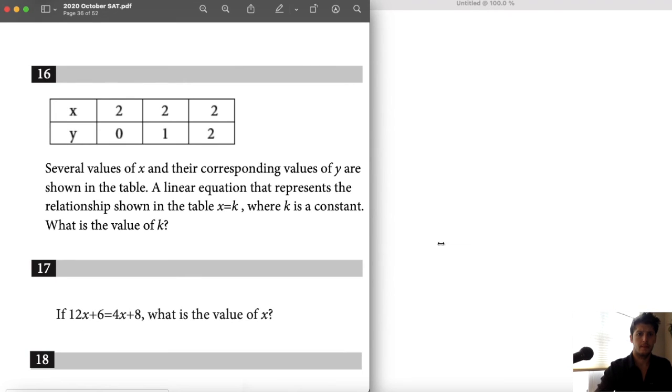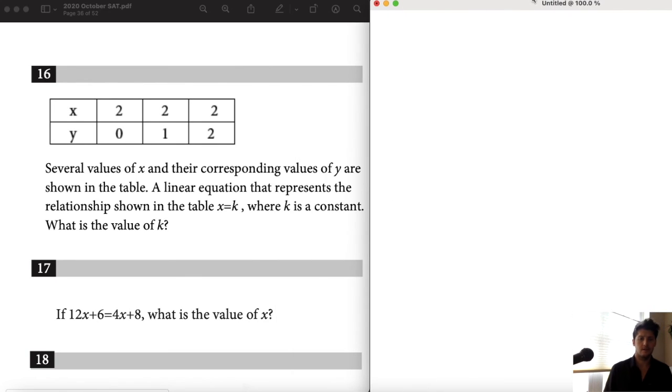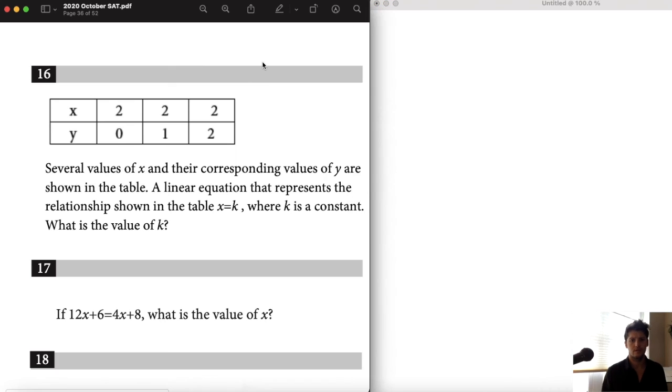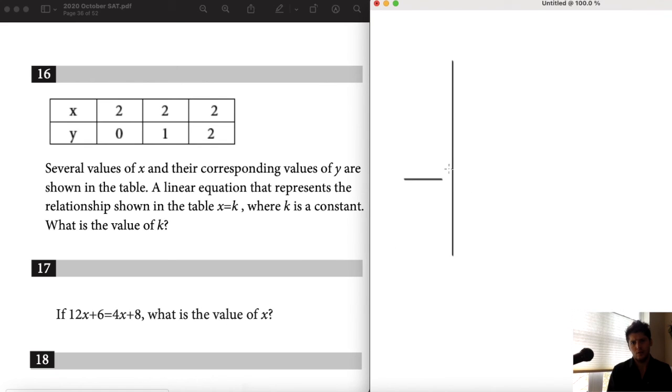So, what is the value of k, they ask. And they say this is a linear equation that represents the relationship of the table, x equals k. Well, it seems like no matter what y is, x is a 2. I mean, if it helps to graph this, you certainly can. You could just draw a quick graph. Whenever I graph stuff, I don't try too hard to make it perfect.